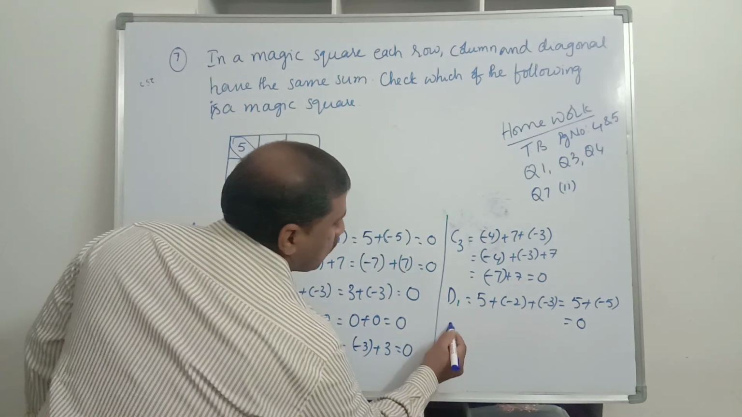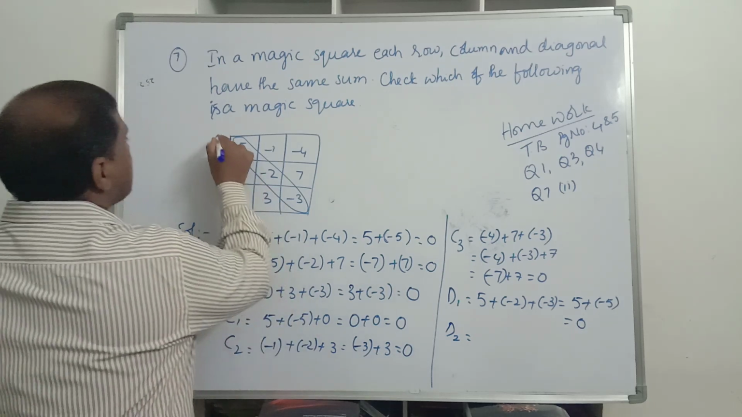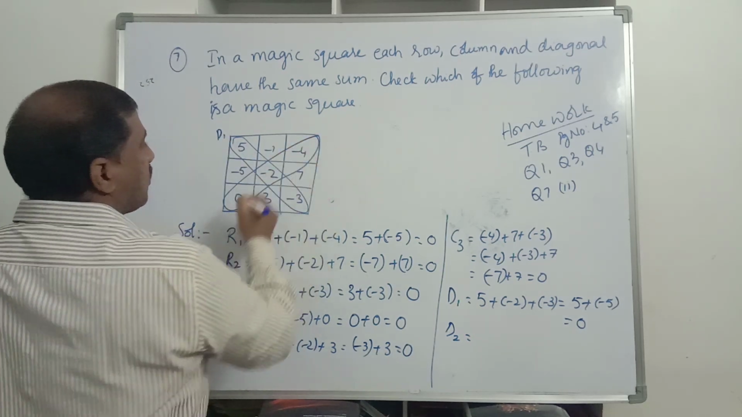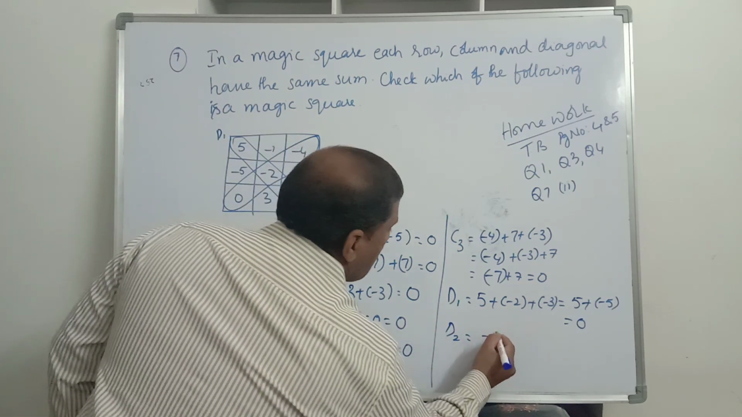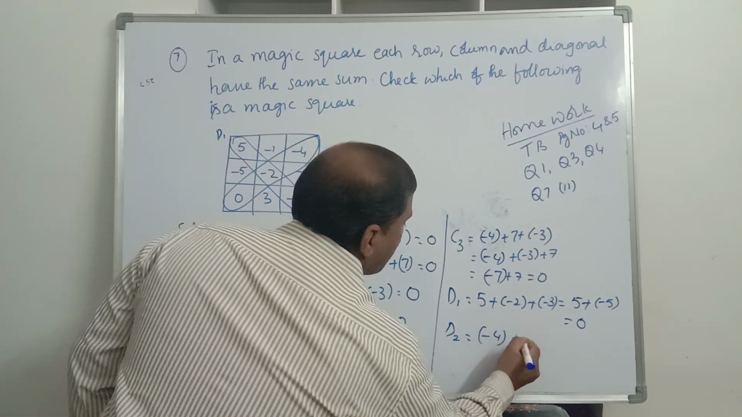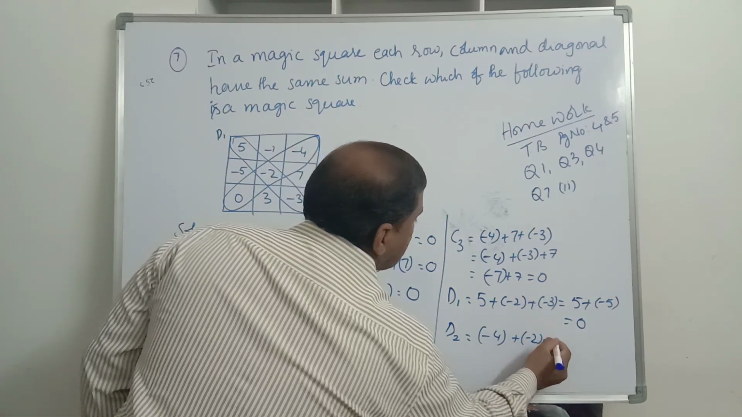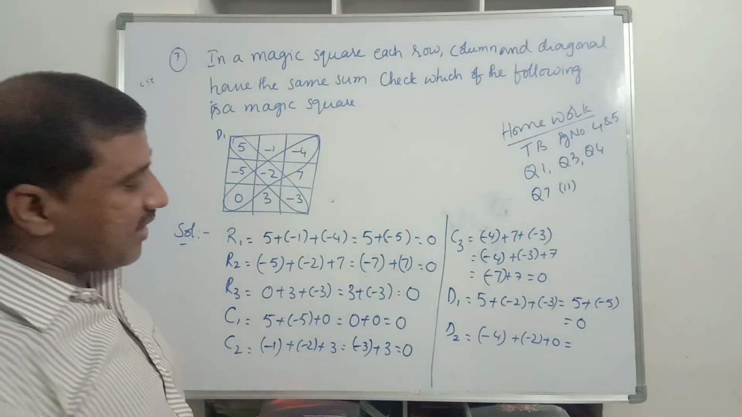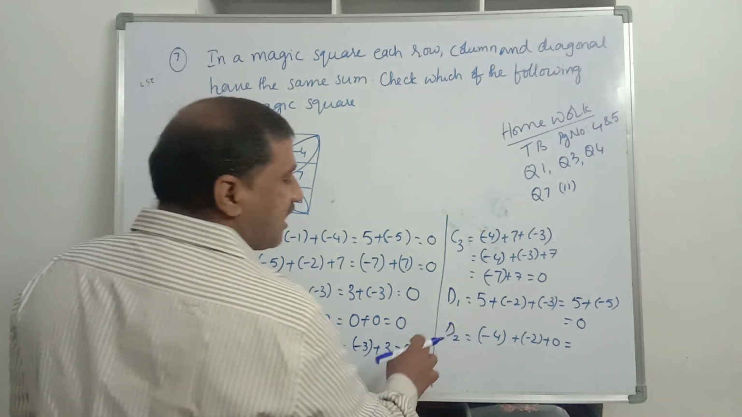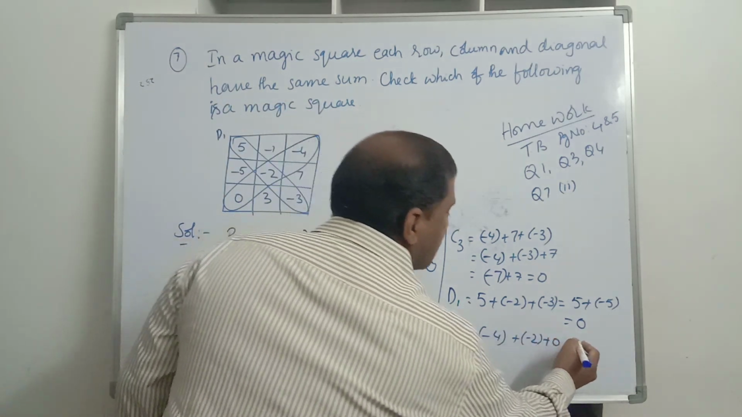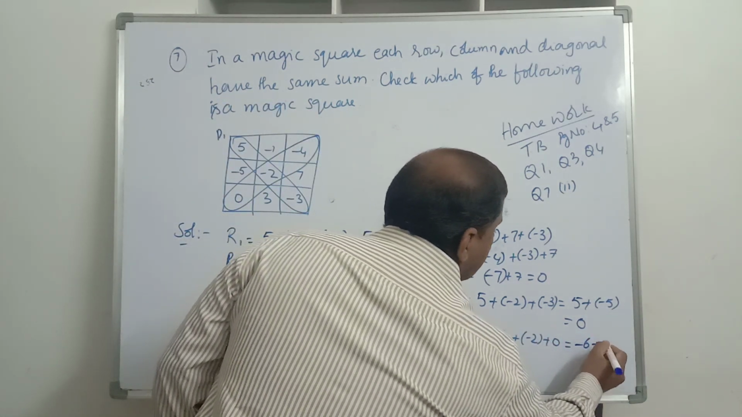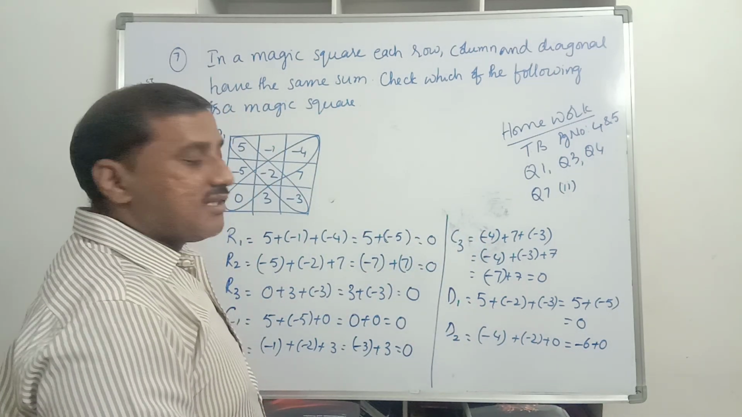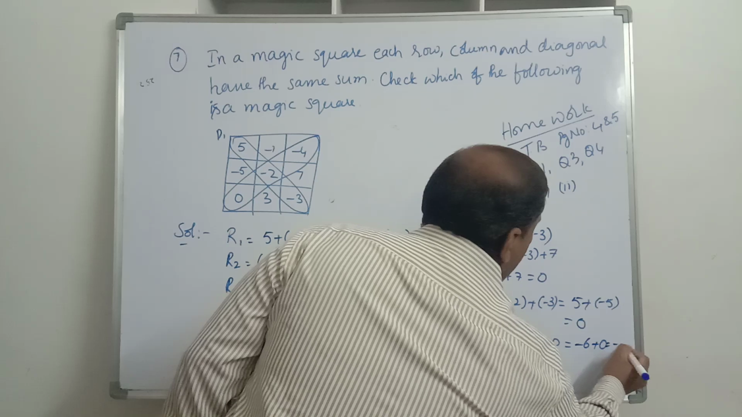Next find D2, diagonal 2. This was D1. So next, diagonal 2. These are the numbers. What numbers do we have in diagonal 2? -4 plus (-2) plus 0. That is -4 minus 2, both are negative integers. Therefore add the numbers. -4 minus 2 is equal to -6 plus 0. If you add 0 to any number, you get the same number. Therefore it is -6.